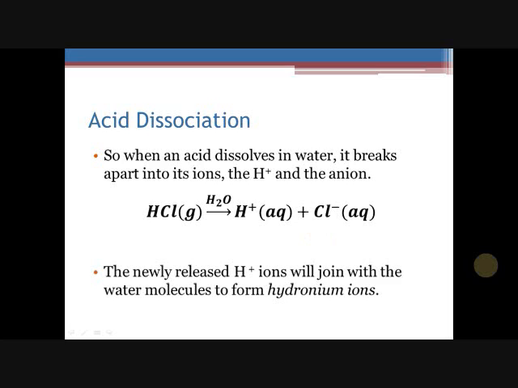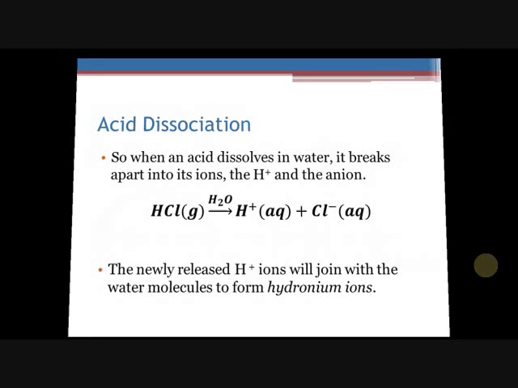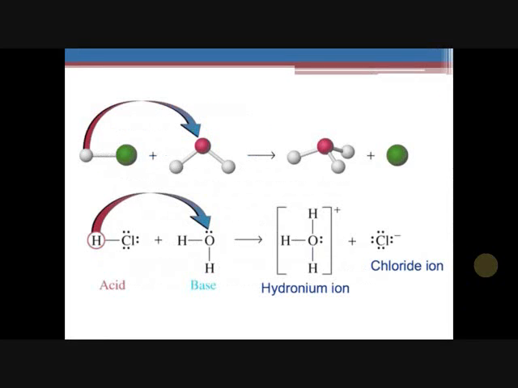The newly released hydrogen ions will join with the water molecules to form what are called hydronium ions. So the hydrochloric acid is our acid, and then the base in this case is water. Notice the ball and stick figure models. And then we have H3O with a +1 charge, and that's our hydronium. And then what's left over is the chloride ion. So this is just showing you how the hydronium can be formed.